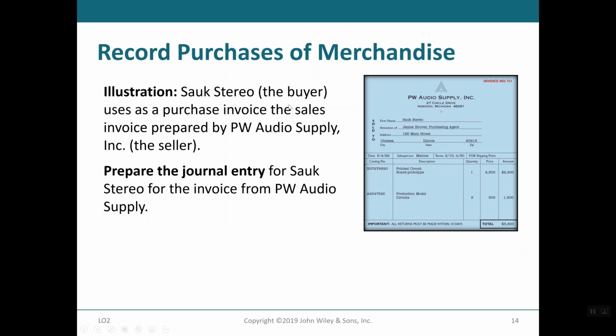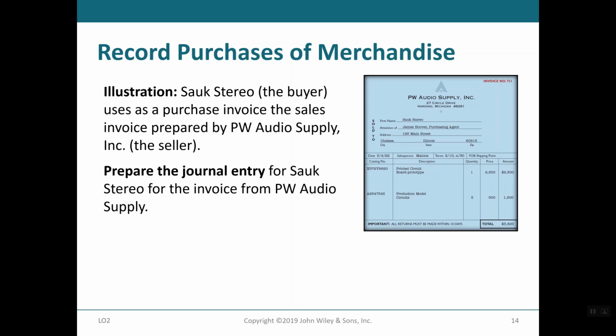So SOC Stereo, the buyer, the merchandiser, uses as a purchase invoice the sales invoice prepared by PW Audio Supplies Inc., the seller. So SOC Stereo is buying from PW Audio Supplies. Prepare the journal entries for SOC Stereo for the invoice from PW Audio Supplies. So back to what we did, I told you that it's going to be a build up. Okay, we can't run away from it. You have to know what to debit and what to credit.